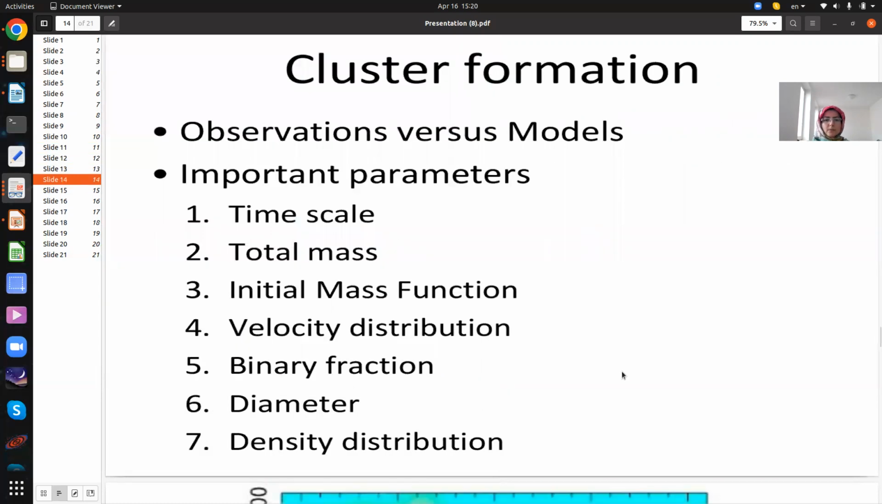Cluster formation. Observation versus models, and important parameters are time scale, total mass, initial mass function, velocity distribution, binary fraction, diameter, and density distribution.